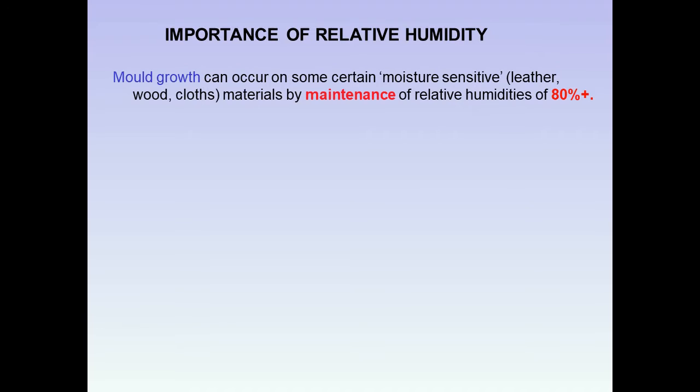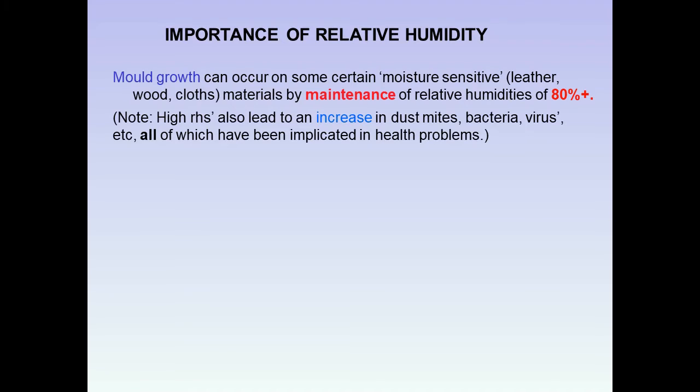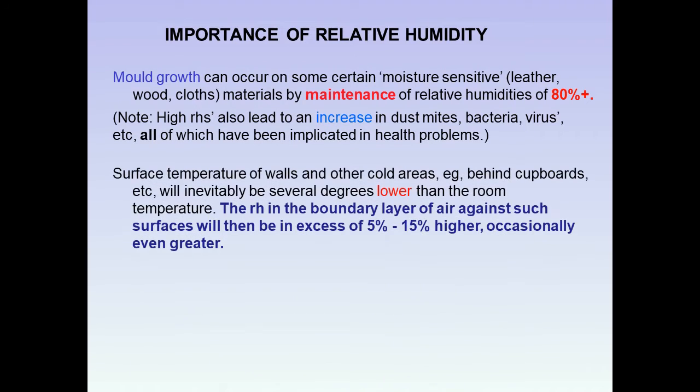Mould growth can occur on certain moisture-sensitive materials, such as leather, cloths, wood, and they do this by maintenance of relative humidities simply in excess of 80%. High relative humidities also lead to an increase in other items which have been implicated in health problems such as dust mites, bacteria and viruses.